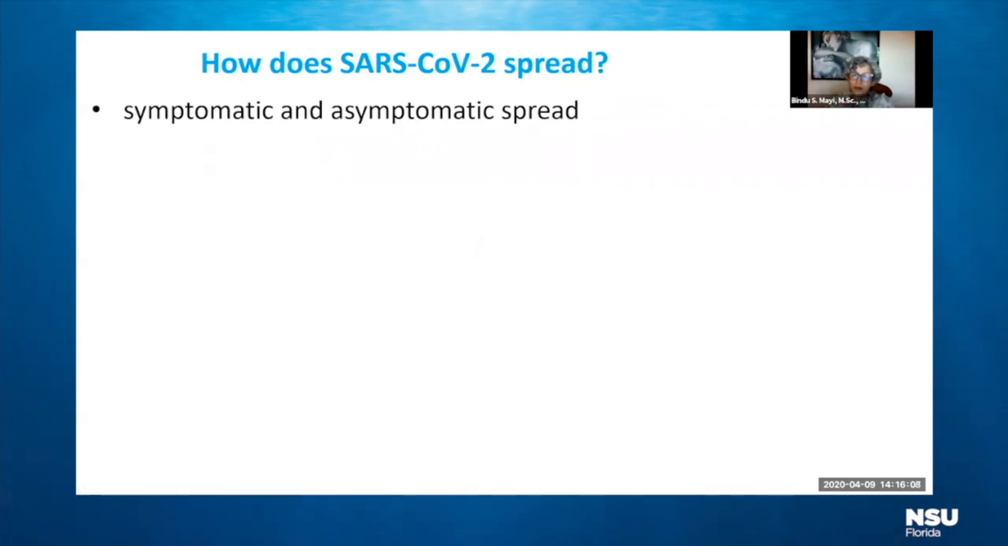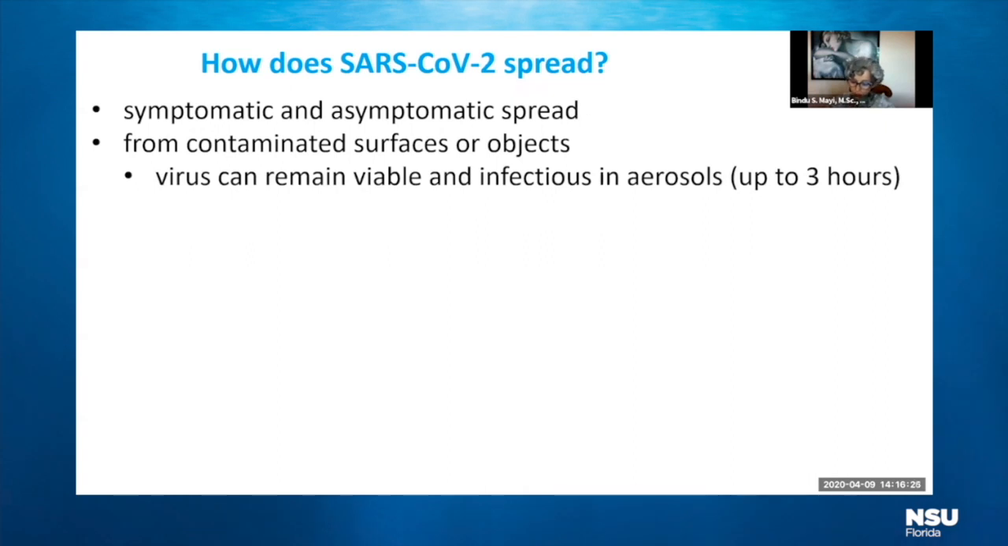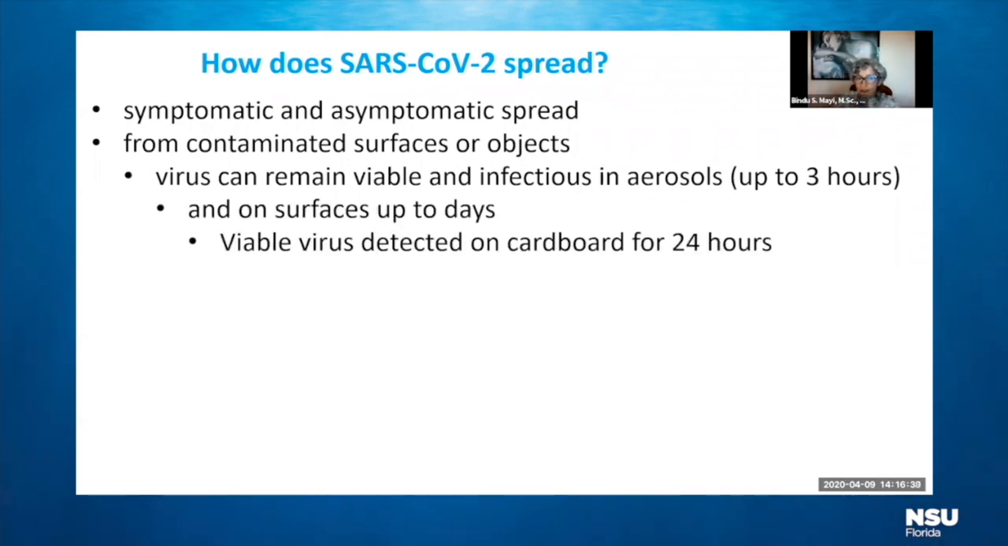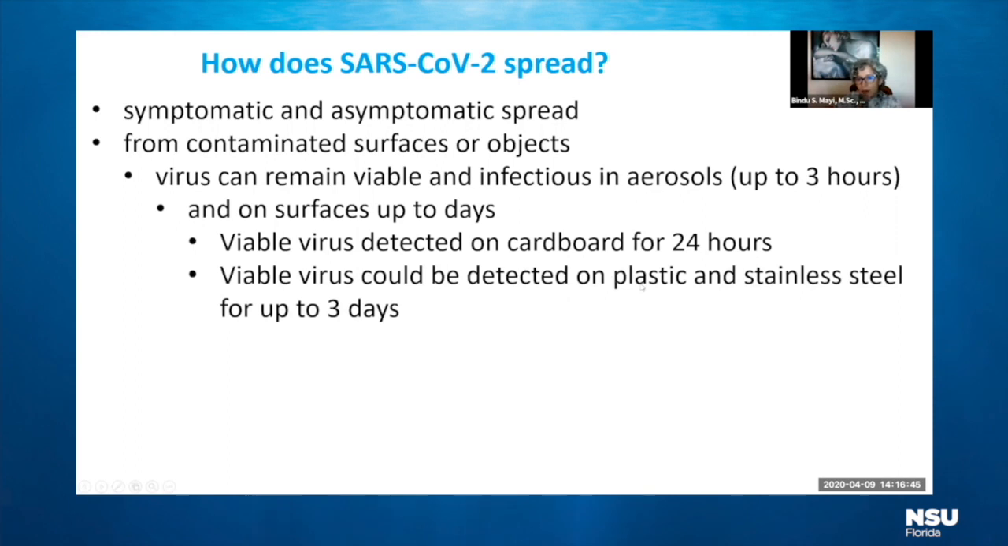So we now know there is both symptomatic as well as asymptomatic spread, right? So a person who is symptomatic spreads the virus, but a person who has no symptoms and is infected with the virus can also spread the virus. In addition, surfaces act as a source of transmission of the virus. We know from research done at the NIH that the virus can remain viable, that means alive, and infectious in aerosols for up to 3 hours, and on surfaces for up to days. We've been able to detect viable virus on cardboard for up to a day, and on plastic and stainless steel for up to 3 days.